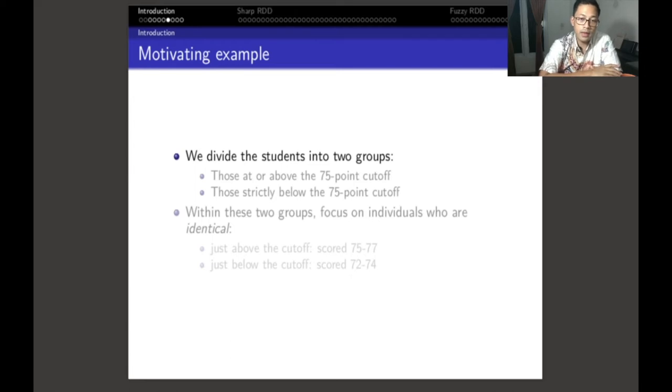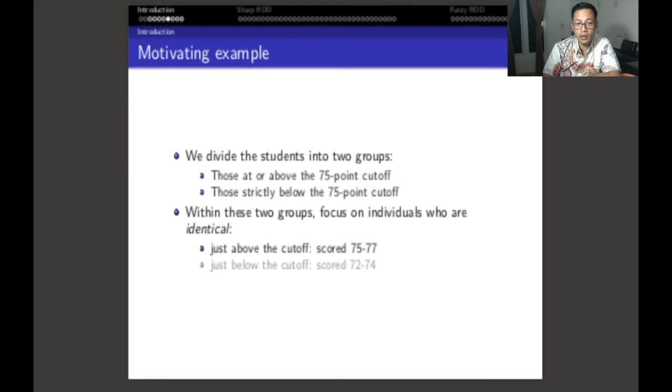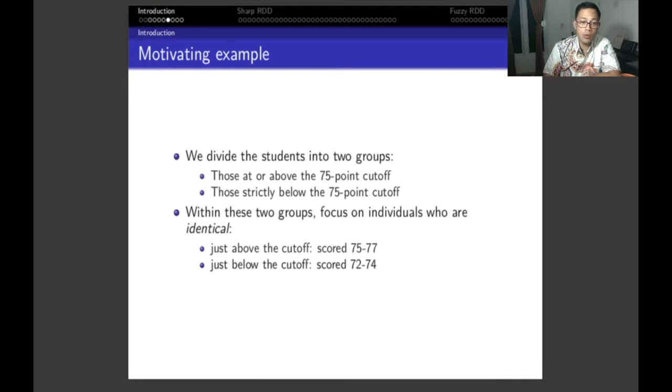Okay, so given that 75 is the cutoff, let's divide the students into two groups. The first are those at or above the 75-point cutoff, and the other are those strictly below the 75-point cutoff. Now, within these two groups, we focus on individuals who are identical. One, individuals just above the cutoff, who scored 75 to 77, for example, and those just below the cutoff, who scored 70 to 74. And so what we're interested in is just to compare individuals who are very close to the 75-point cutoff. So instead of comparing everyone above the cutoff with everyone below the cutoff, we're just interested in looking at individuals around the 75-point cutoff.